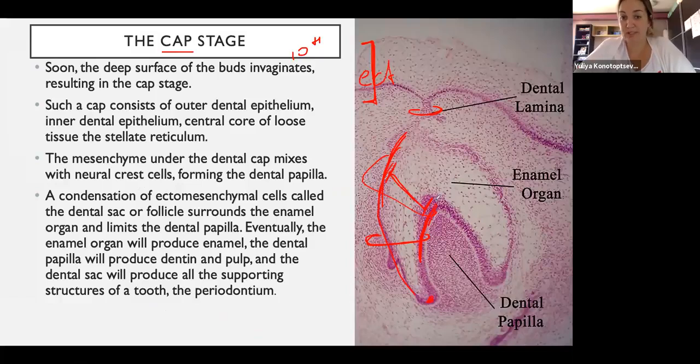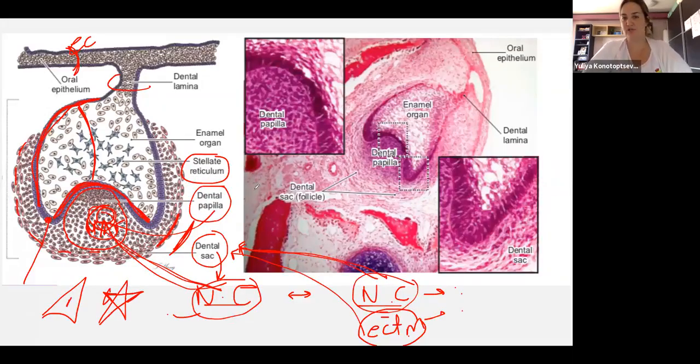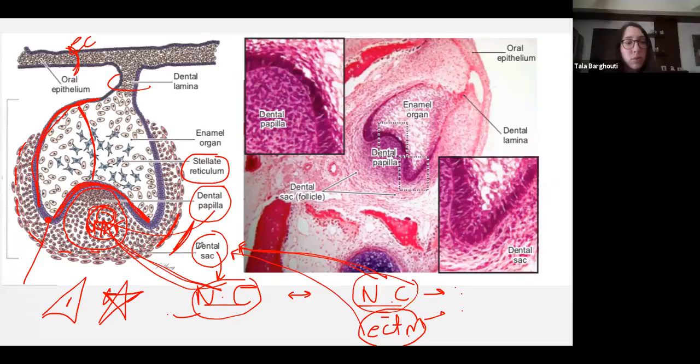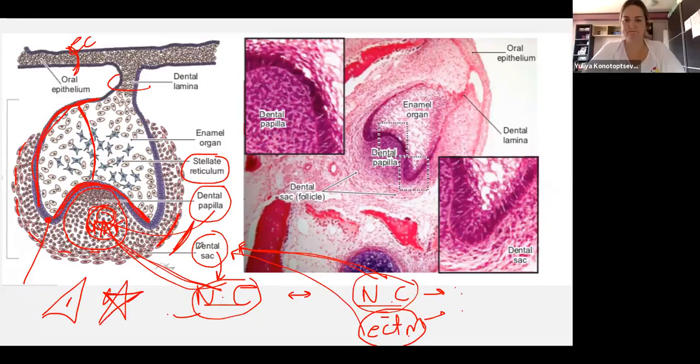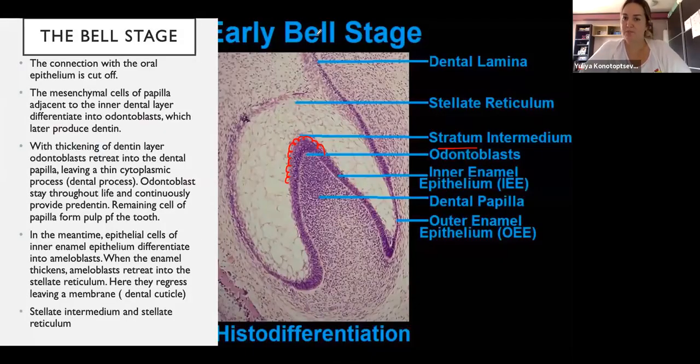What does the enamel organ consist of? Outer and inner enamel epithelium and stellate reticulum in between. Are there any questions here? How many layers does the dental sac have? 2. Don't forget that because it's important. Now we reach the bell stage. It's approximately week 12.